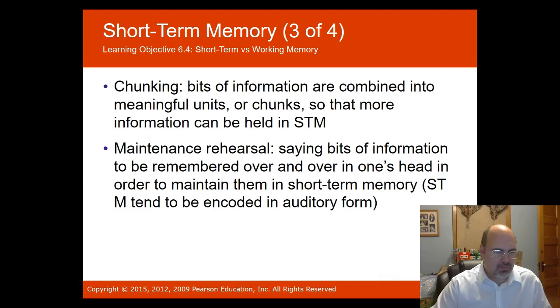So for instance, if I want to learn someone's name, have you ever had someone introduce themselves and you forgot their name like 2 seconds later? What you have to do, when you learn a name, is associate the name with something about the person's appearance. So it's not only just maintenance rehearsal of the name, you're associating the name with something else.